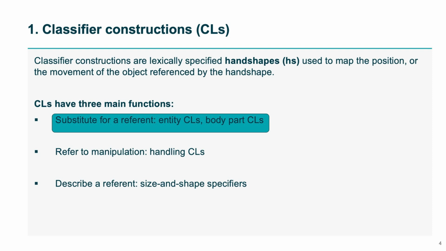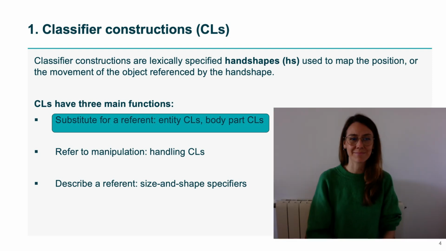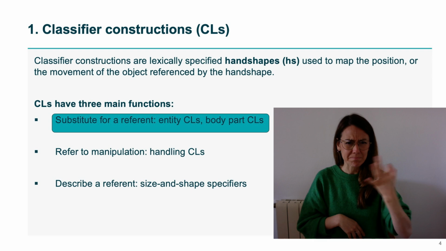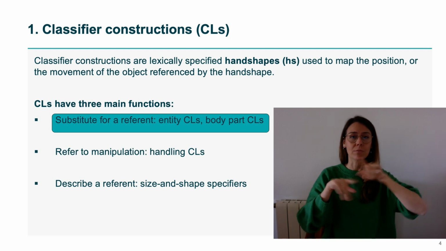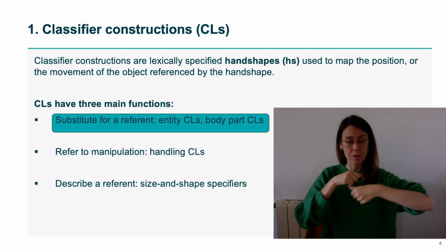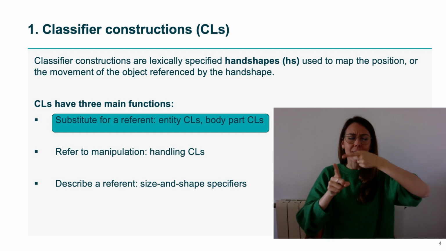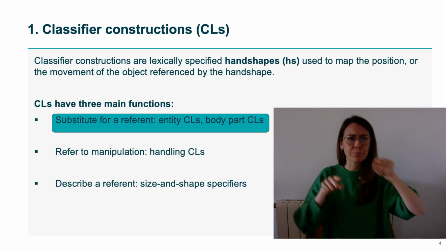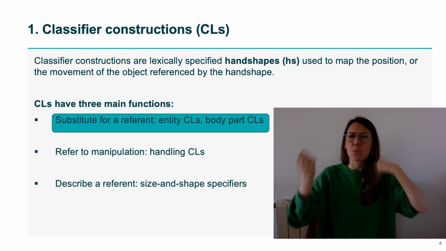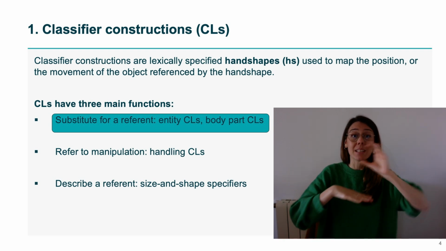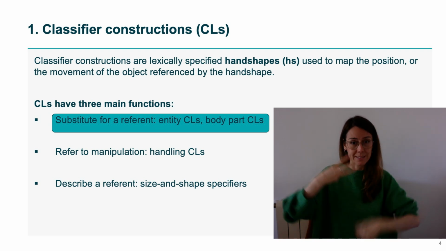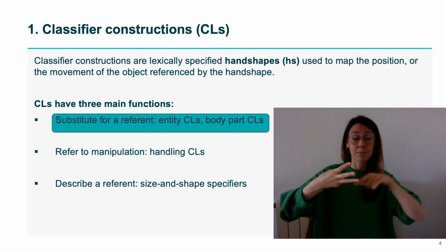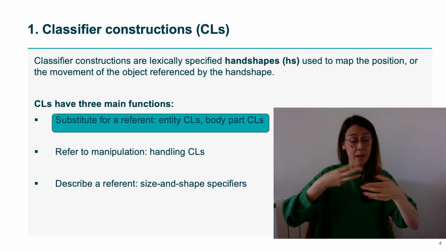So let's first introduce what classifier constructions are. There are lexically specified handshapes used to map the position or the movement of the object referenced by the handshape used. And classifiers can have three main functions: to substitute, manipulate, or describe.